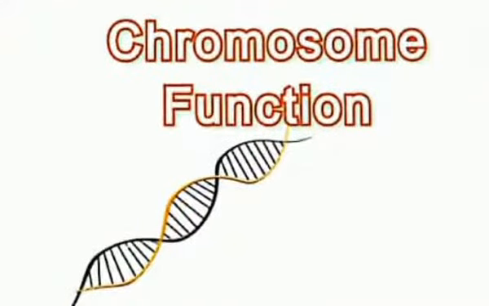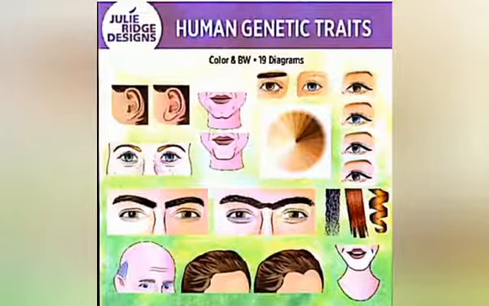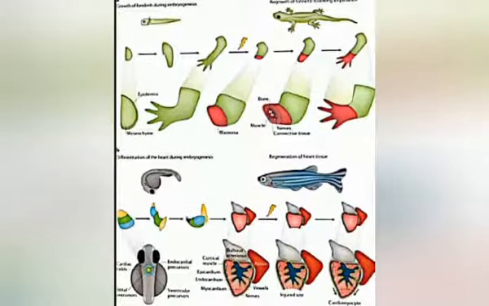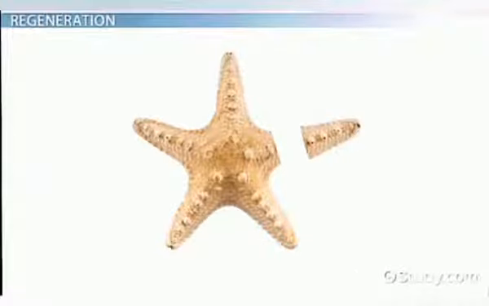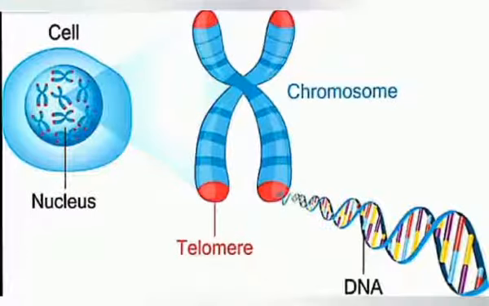Functions of chromosomes. The main function of chromosomes is to carry the genetic material from one generation to another. Chromosomes play an important role and act as a guiding force in the growth, reproduction, repair, and regeneration processes that are important for survival. Chromosomes protect the DNA from getting tangled and damaged.